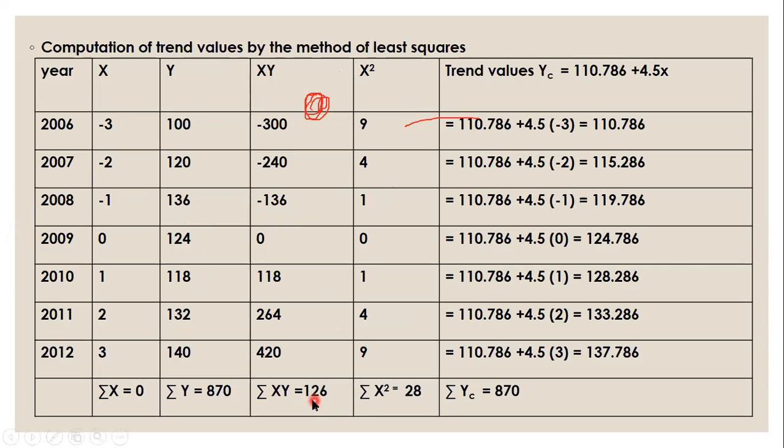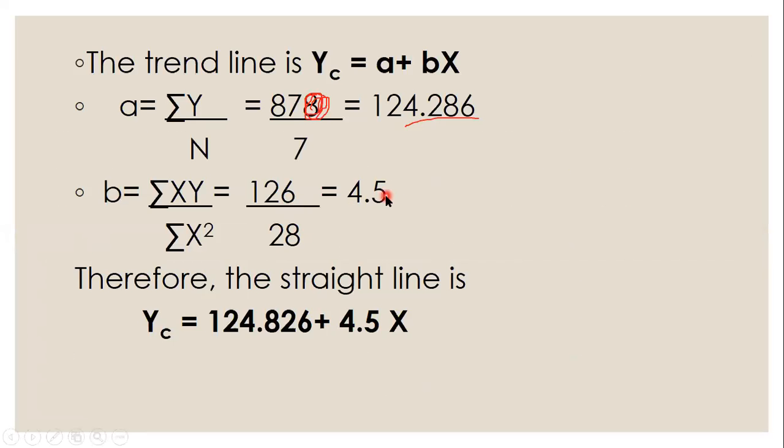So 126 is your sigma xy. So that is going to be 126 by 28, where you'll get 4.5. So the straight line where we have to fit the trend is 124.286 plus 4.5 into x. So this is how you derive the equation. This derivation of equations is very, very easy than going and solving the full simultaneous equation.